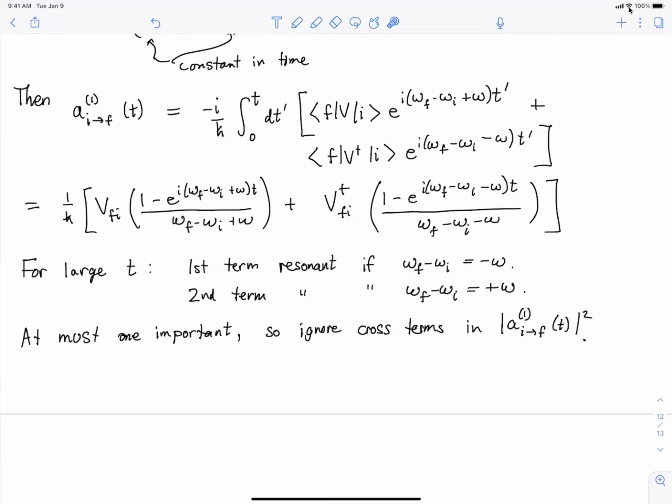Okay? So, by important, you mean they're in resonance? Is that what you mean? Right. Maybe, in fact, instead of important, I should have just said non-zero. Really important at large times, and then in the ultimate limit of very large times, only one of them will be non-zero because of the delta function, which I'm about to write down. Okay, thank you.